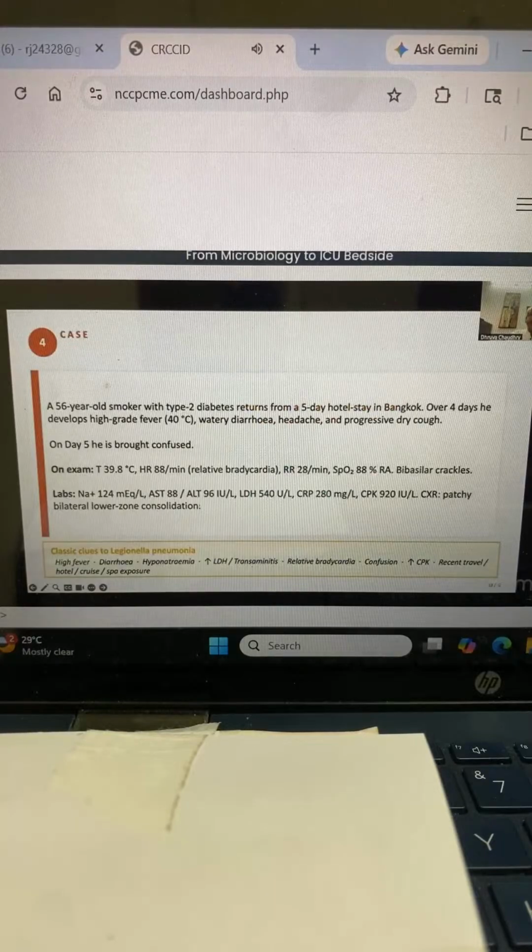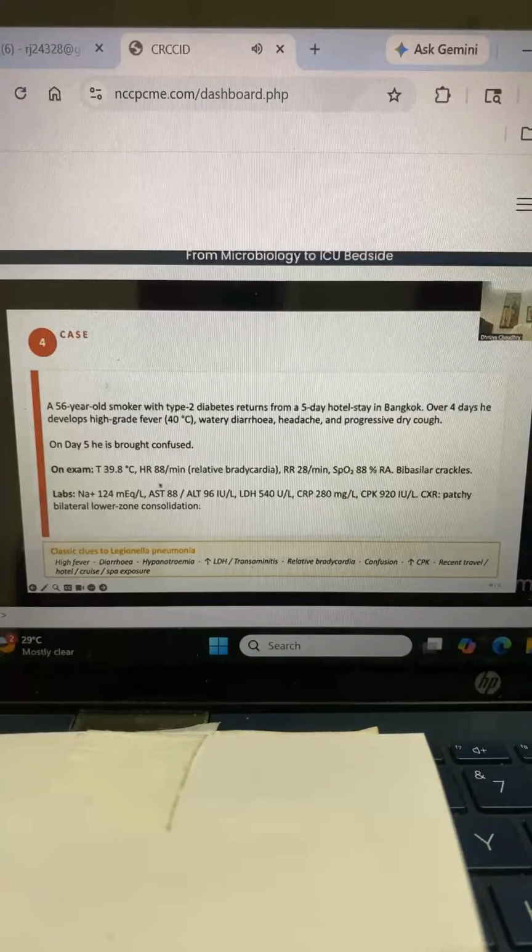Then the fourth case, this is a 50-year-old smoker, diabetic, with a 5-day stay in Bangkok. Again, the travel history is important; a lot of people are going to Thailand. For 4 days, he developed high-grade fever, watery diarrhea, headache, and progressive dry cough. He was confused and hypothermic. Along with it, there was relative bradycardia, marked tachypnea, hypoxemia, and bibasal crepitations. We found the person had hyponatremia, transaminitis, markedly elevated LDH, hugely high CRP, and CPK was also very high.